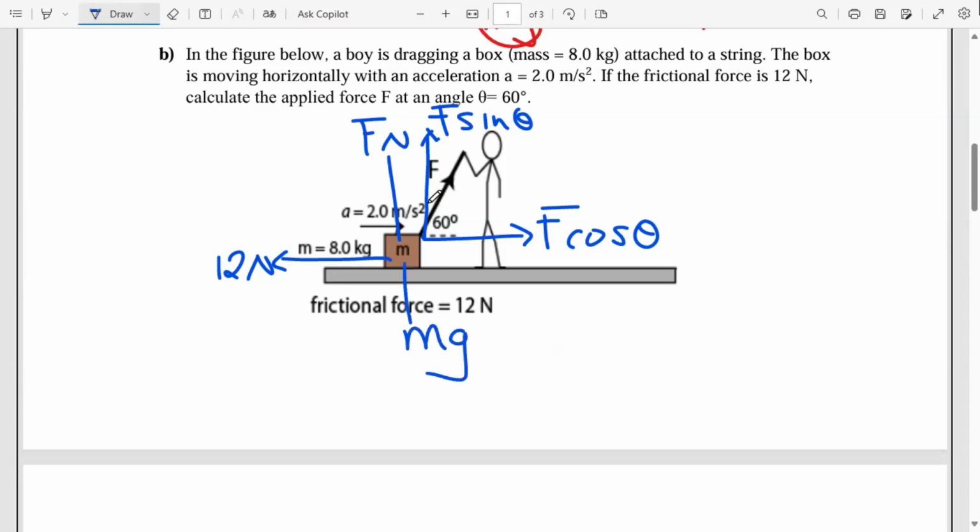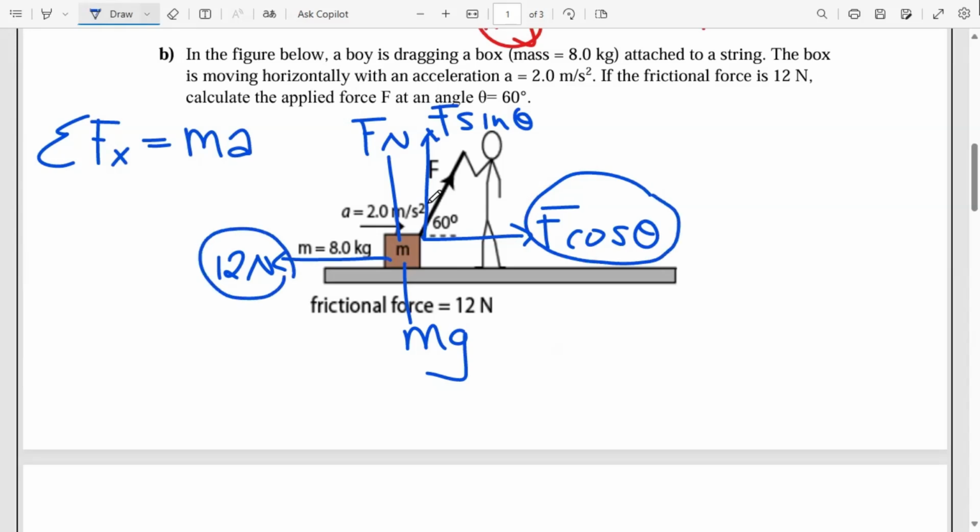So these are the forces that are acting on this particular object, and our goal is to find the force F that is being applied at an angle theta. So first things first, we can say summation of forces in the x-axis is equal to mass multiplied by acceleration. We have how many forces in the x-axis? We have this particular force, which is doing the work, and we have a frictional force here. So I'm going to say F cos theta minus friction should be equal to mass multiplied by acceleration.